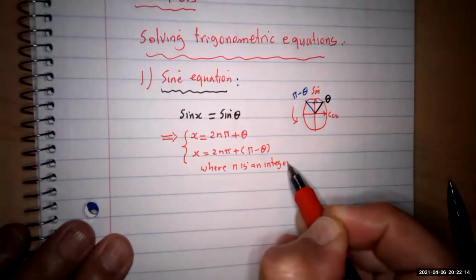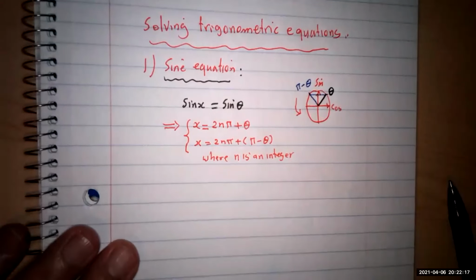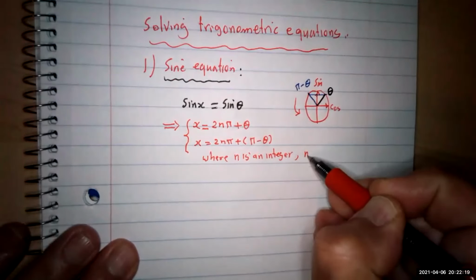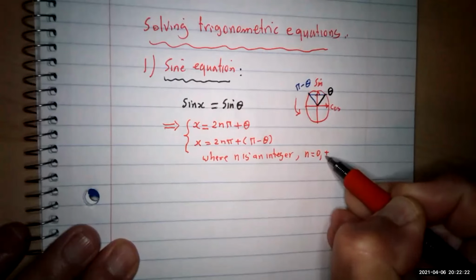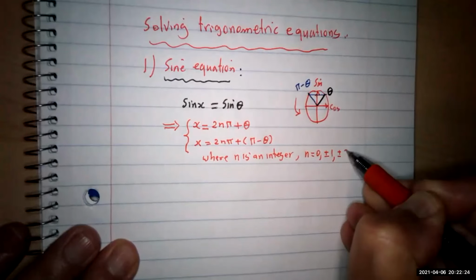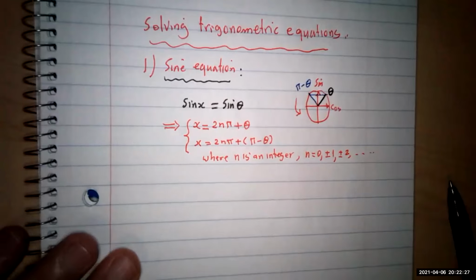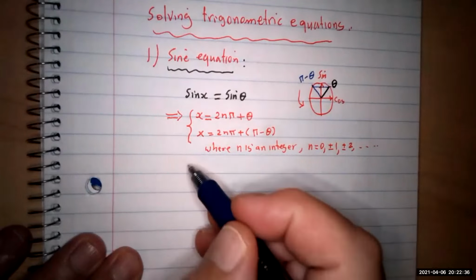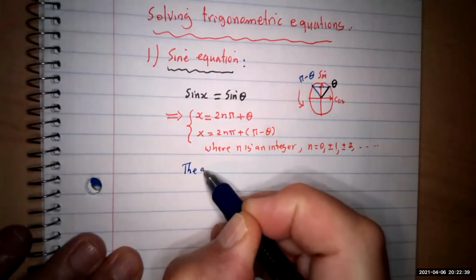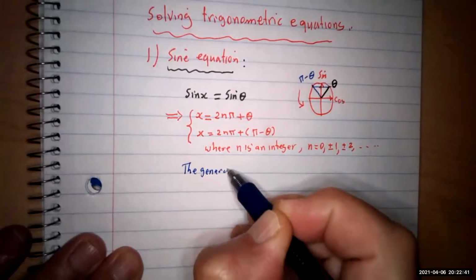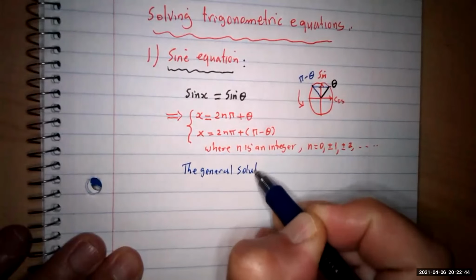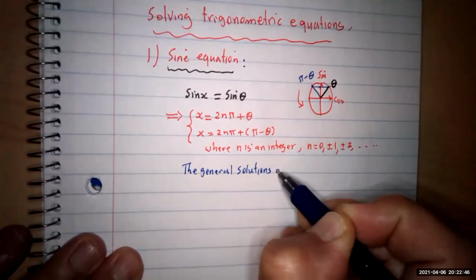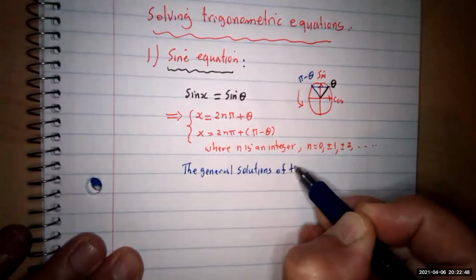So n can be equal to 0, if you like. An integer means that n can be equal to 0, n can be equal to positive 1, positive 2, forever. So how many solutions do you have? Infinitely many solutions. So this formula that you have to memorize and understand is called the general solutions of the sine equation.